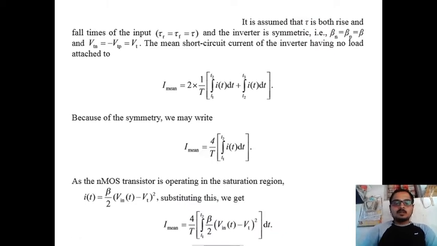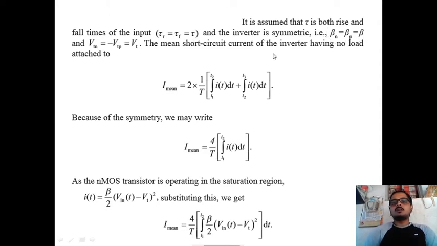Then in order to get the short circuit current, we need to assume some factors. That is, we need to assume both the rise time and fall time of the input are equal, that equal to tau. Practically the rise time will differ from the fall time, but here we assume rise time and fall time are equal, that equal to tau, and the inverter is symmetric. Practically the inverter is not symmetric.